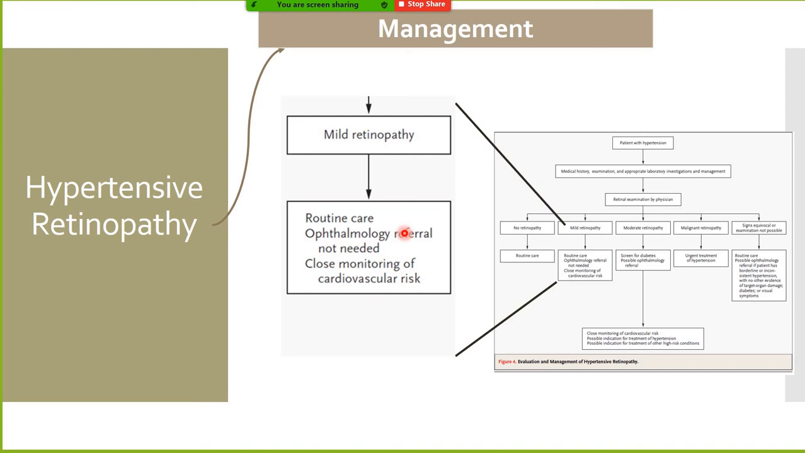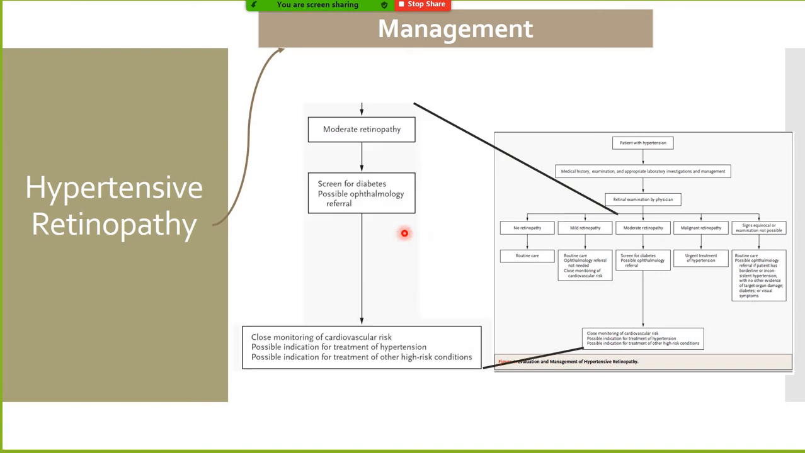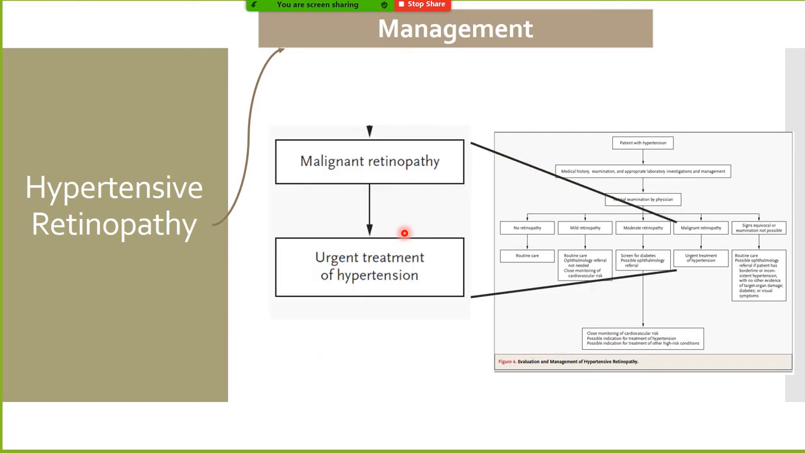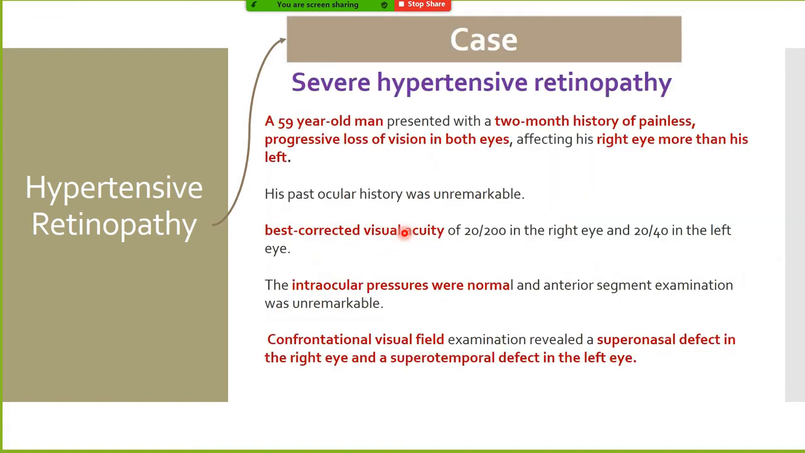When it comes to moderate retinopathy, screen for diabetes and make sure they are referred to the appropriate specialist, and you will need close monitoring in this case. When it comes to malignant, you will need urgent treatment for hypertension so that the condition does not turn fatal.